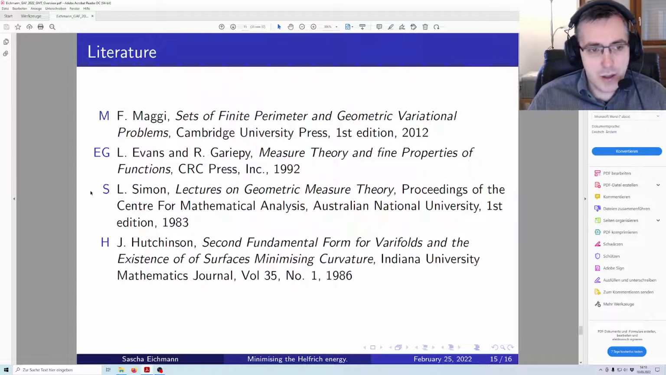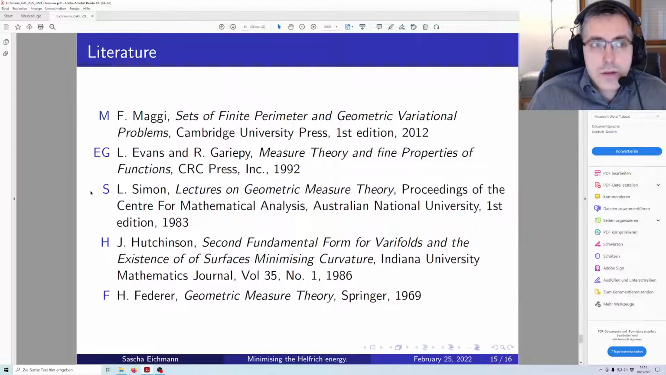I mentioned in my talk Hutchinson's oriented varifolds. As far as I know, these have not been incorporated in any kind of good textbook yet. But the original paper is very well written. Just take a look at that one. If you know what a varifold is, this paper is a very easy read. Very good, I recommend that one.